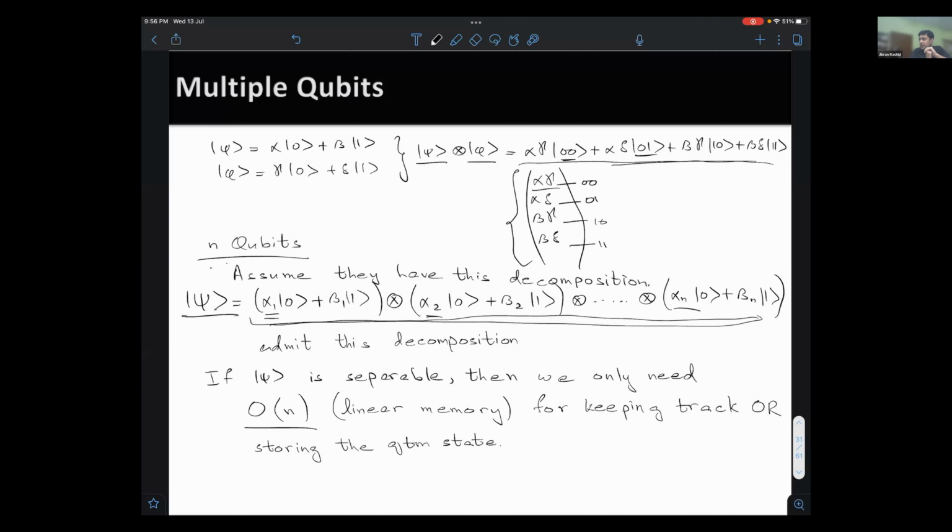How did we get to know that n linear memory is required? Because if the state vector has this decomposition given by this tensor product, what I'm asking you to observe is that this tensor product construction, the way I get this large vector, can be computed by just knowing alpha 1, alpha 2, alpha 3, and so on up till alpha sub n. Just knowing all the alpha sub i's is enough for me to construct this entire vector of size 2 to the n. And that's why a linear amount of memory is sufficient.